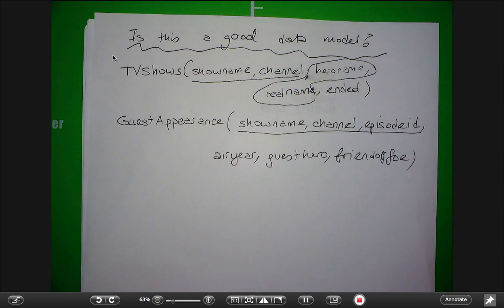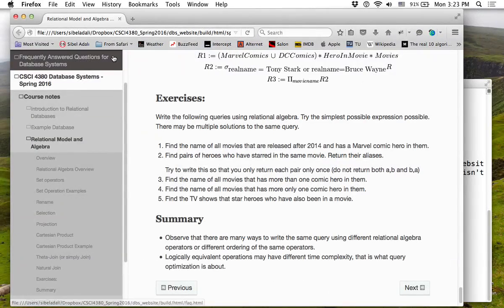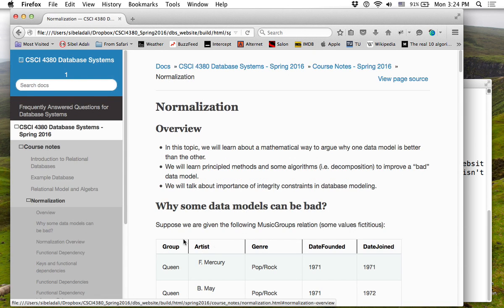So the real name of a hero, does it generally change? Right? Superman is always Kent, right? But I actually have the story for every single show that Superman has been in, right? So this is actually a problem because that information is not really relevant to the show. Generally, that doesn't change, right? So this is a problem, but in many different ways. So let me show you the other problem a little better by this example.